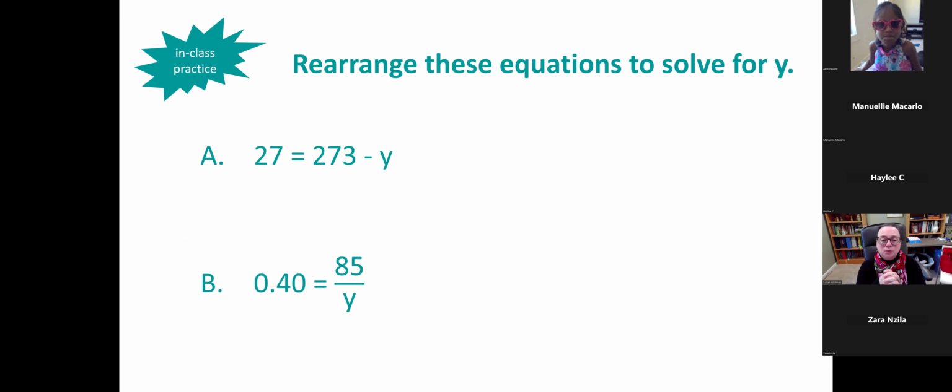So we're going to start with, and really, I think of this like an onion, right? We're going to start with whatever's furthest away from that variable and sort of peel it away, sort of do the opposite of it to try and make it go away so that that letter, in this case, Y, will be all by himself.